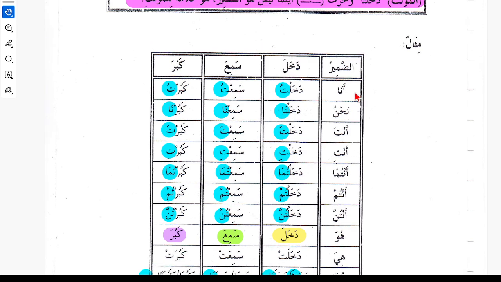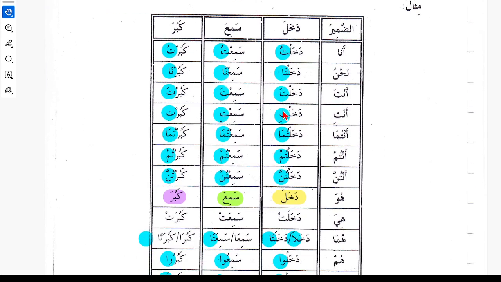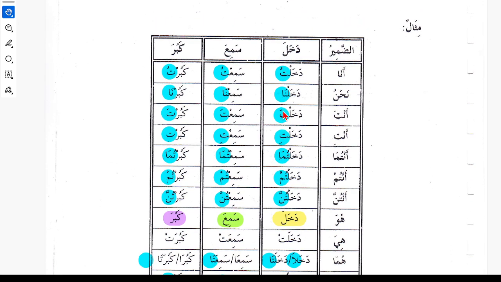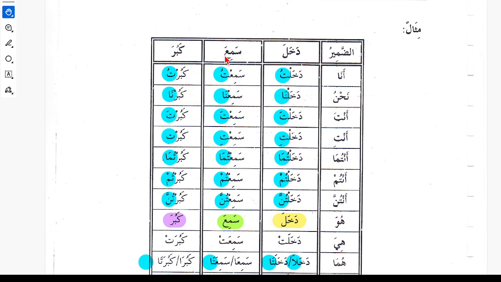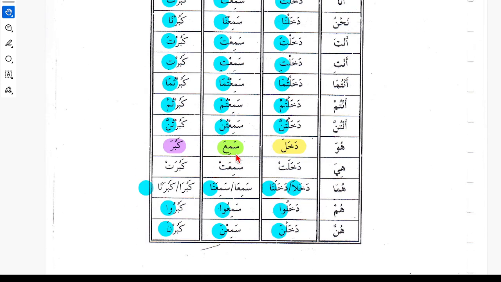For the first person, ana dakhaltu, I entered. Nahnu dakhalna, we entered. Now similarly for the case of samiya, he listened. Let's start from the third person. Samiya, samiyat, samiya, samiyata, alif is added. Samiyu, vav is the fa'il. Samina, noon is the fa'il.